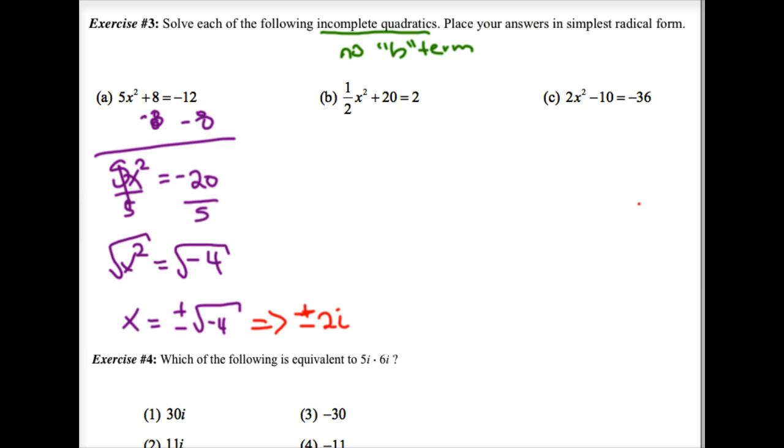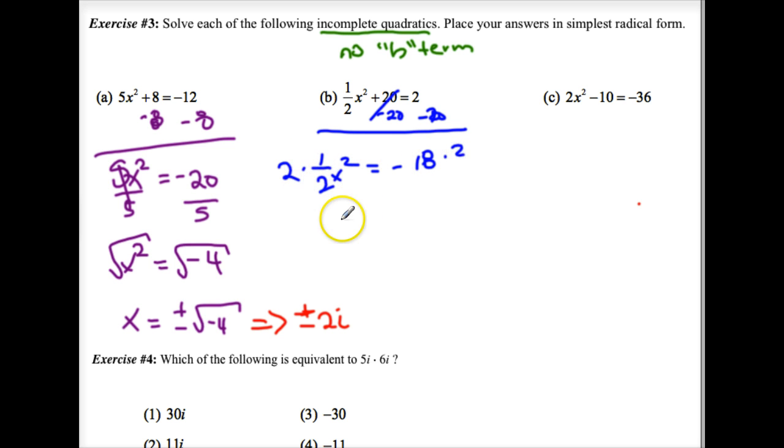Now let's look at this problem here. B. Get every x squared by itself, x squared and then eventually x. Subtract 20 on both sides. This is half x squared is equal to negative, this is a 20, becomes -18. I'm going to get rid of my denominator by multiplying by 2 on both sides. This becomes 1x squared, or x squared equals -36.